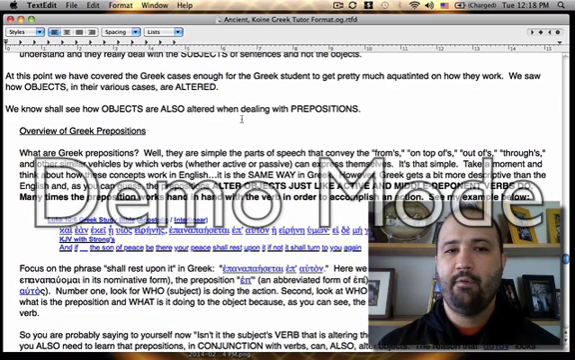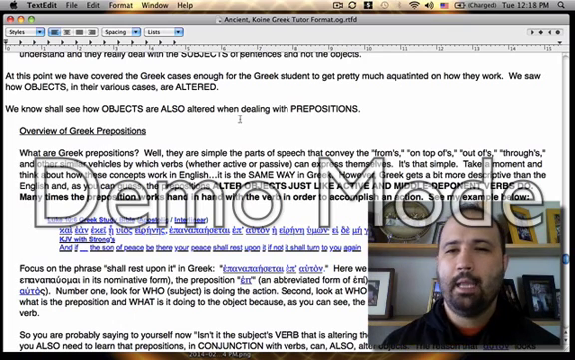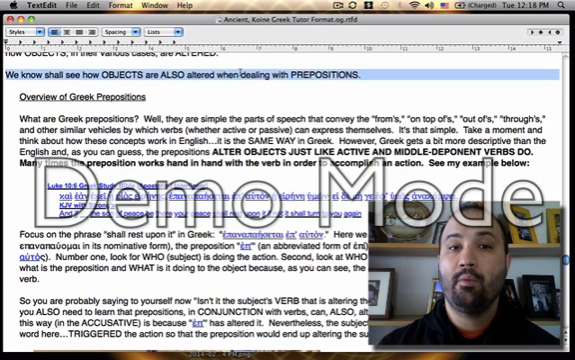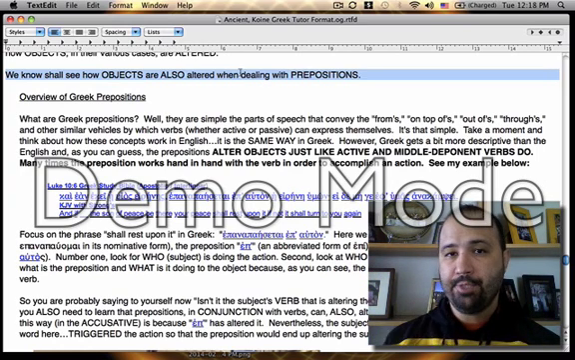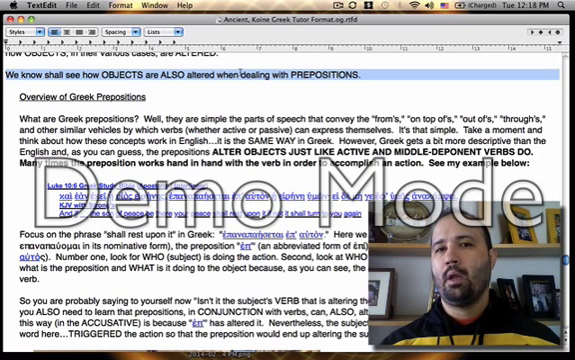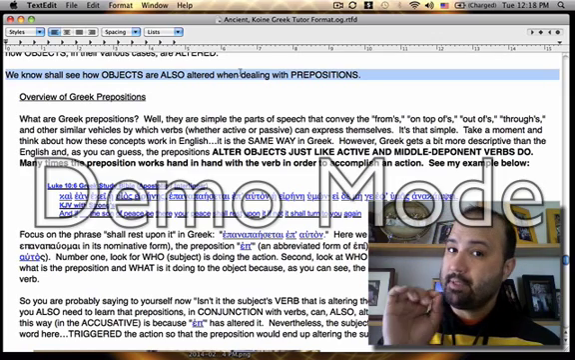At this point, we have covered the Greek cases enough for the Greek student to get pretty much acquainted with how they work. We saw how objects in their various cases are altered. Okay, we saw that. We shall now see how objects are also altered when dealing with prepositions. So verbs, okay, can alter objects, but also prepositions. Prepositions, when they work in conjunction with the verbs, which again are associated with the subjects.